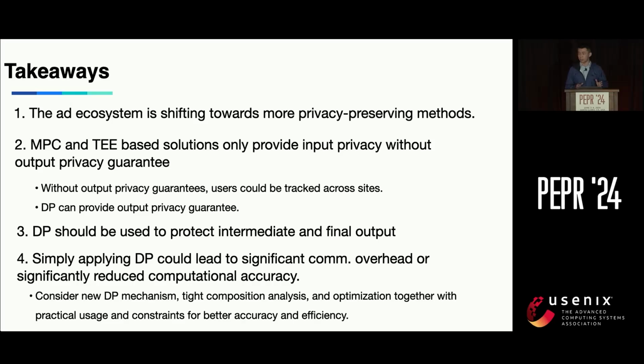Due to time limitations, I cannot go through the details here, and here is the takeaway. The advertising ecosystem is shifting towards more privacy-preserving solutions, and MPC and TE have been proposed for ICE measurement with only input privacy guarantees. With a lot of experiments and study, we found that output privacy also needs to be guaranteed, and it is almost as important as input privacy. Without output privacy, there can be up to 10% membership leakage, which is not acceptable. And we provide DP guarantee solutions.